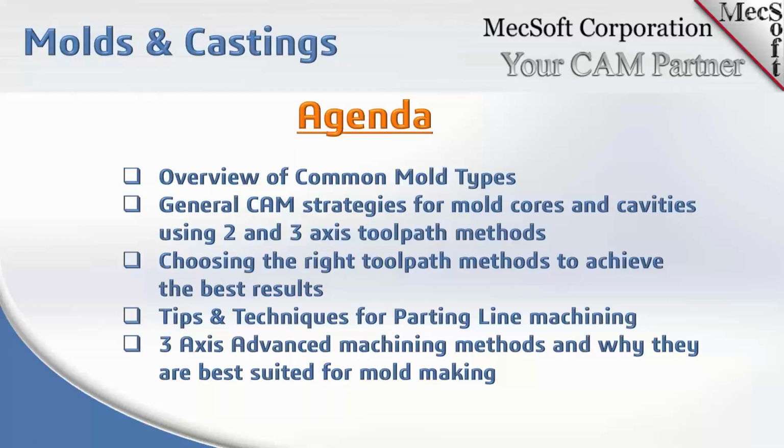Also, we'll talk a little bit about choosing the right toolpath methods to achieve the best results that you're looking for. And then also some power techniques in terms of tips and techniques for parting line machining, which is very important for mold makers, especially for plastic injection molding. And then we're going to be talking about some of the advanced machining methods we have in our system to allow you to get these types of molds machined in the best possible manner.